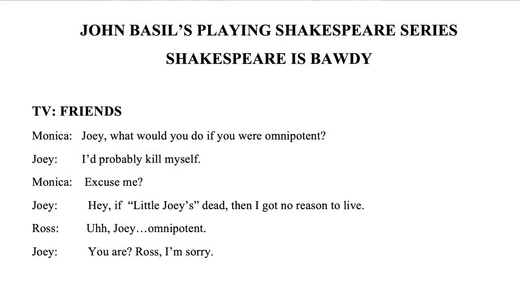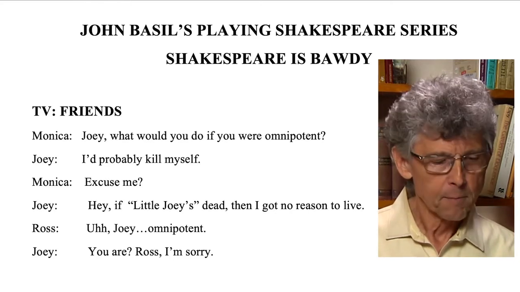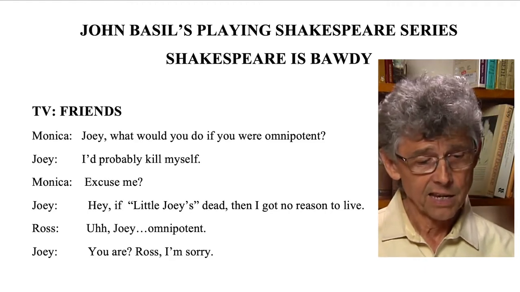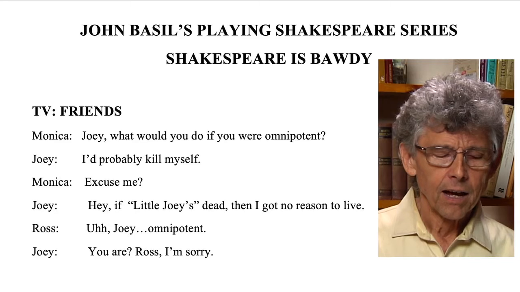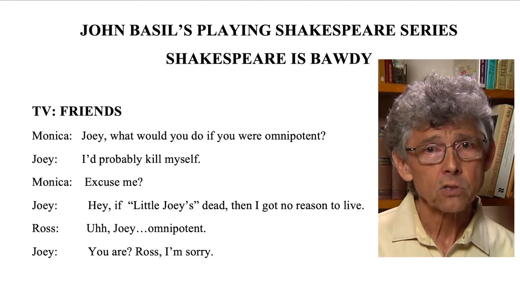I would like to also sneak in a little TV, and I'm going to send you this handout also, and I'm going to use this one several times. This is Joey from Friends. Monica says, "Joey, what would you do if you were omnipotent?" Joey looks at Monica and says, "I'd probably kill myself." She goes, "Excuse me?" And he says, "Hey, if little Joey's dead, then I got no reason to live." Ross then, very smart, goes, "Joey, omnipotent." And Joey cuts him off and he goes, "You are? Ross, I'm sorry." So Joey, he's innocent and he takes it to mean something that it's not.